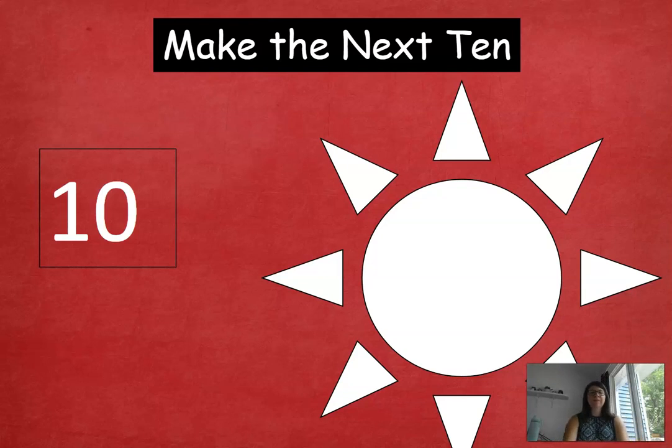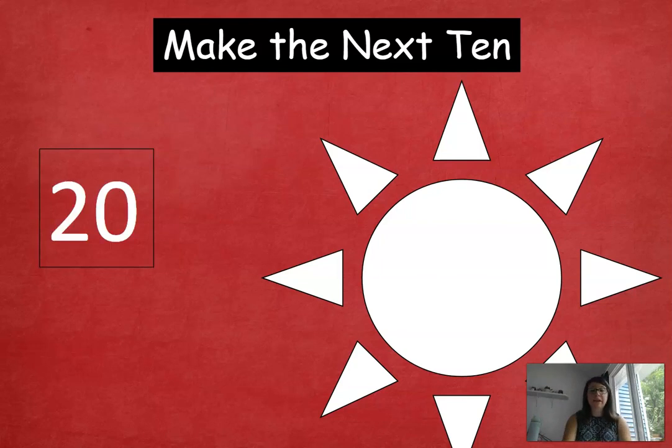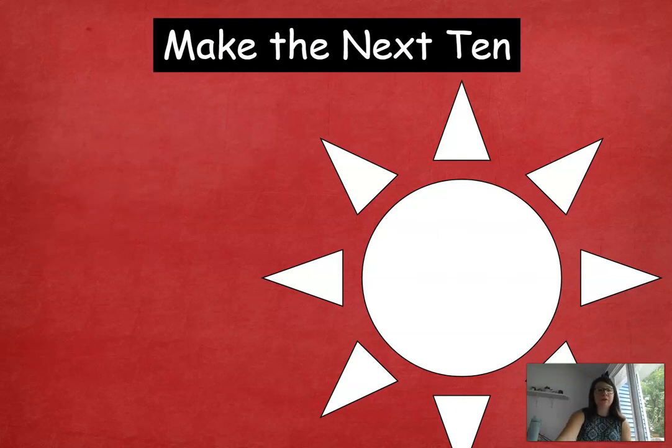Oh, tricky one. If we're at 10 and we want to get to the next 10, okay, so we want to jump 10 more. Just gave you the answer. We want to jump to the next 10. How many more do we need? 10. Okay, we want to jump to the next 10. We need 10 more. If we're at 20 and we want to jump to the next 10, how many more do we need? 10. Beautiful. You should be noticing a pattern.